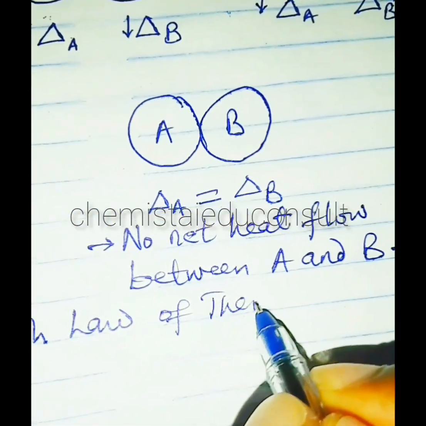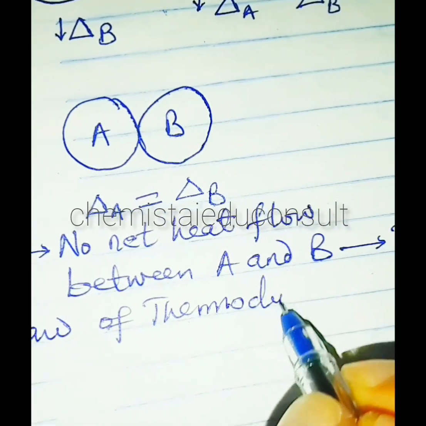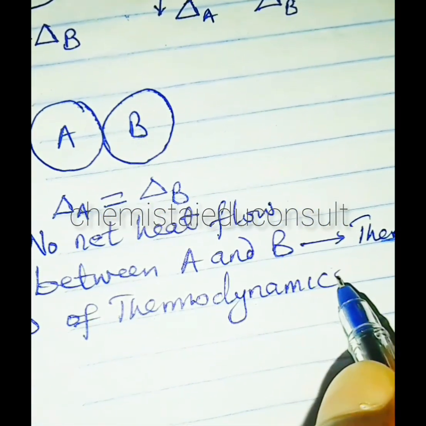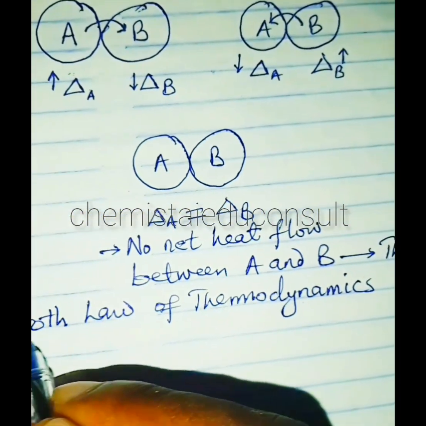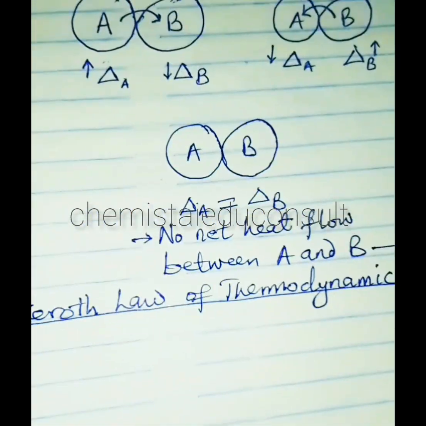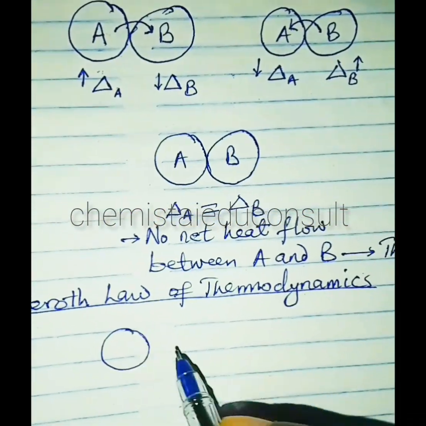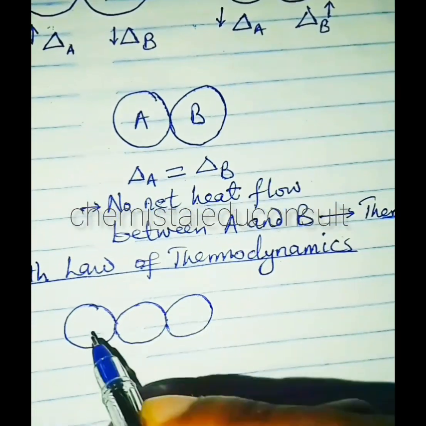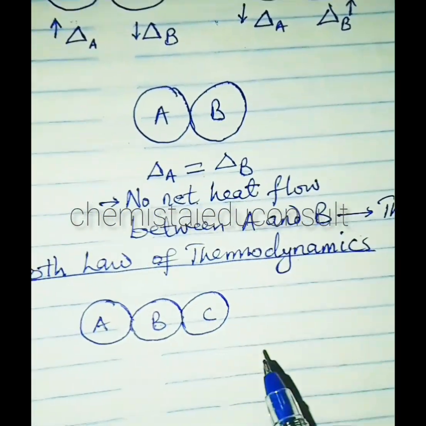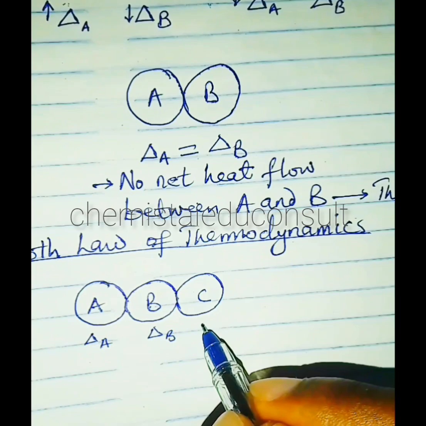Now, having understood the meanings of temperature and thermal equilibrium, let us now look at Zeroth Law of Thermodynamics, because the law centers on temperature and thermal equilibrium. But instead of two systems, the Zeroth Law talks about three systems in contact. So let us use three systems, A, B, and the third one, C. Now, this is temperature of A, temperature of B, and temperature of C.